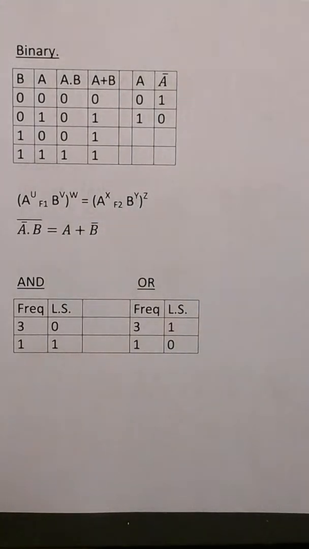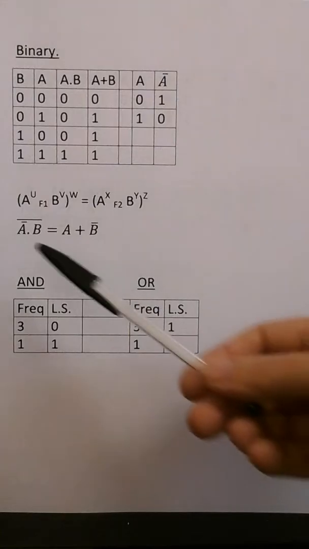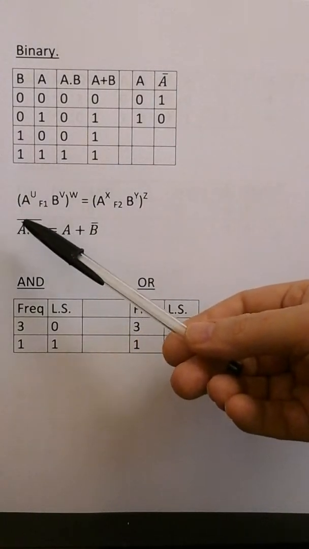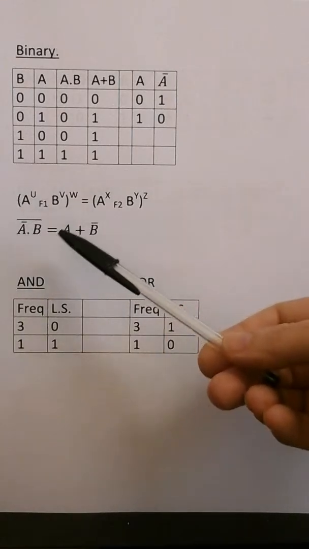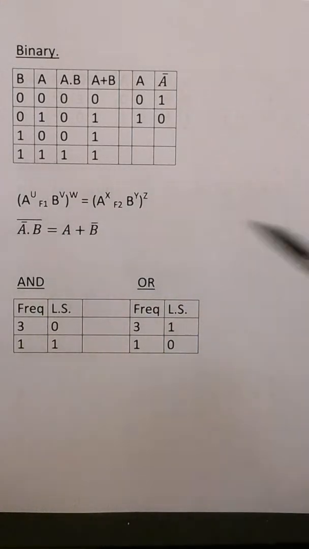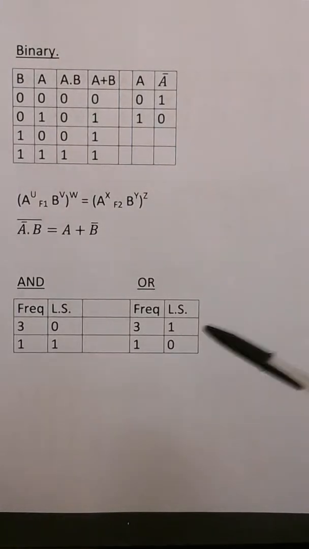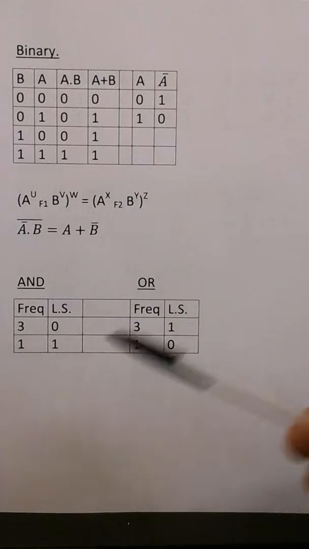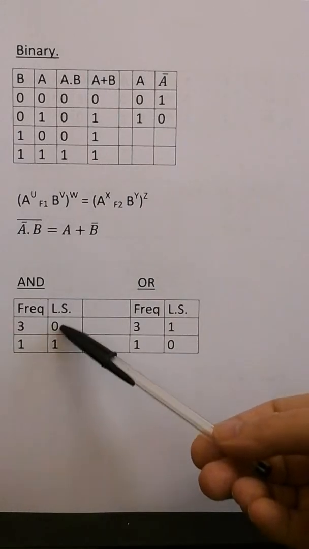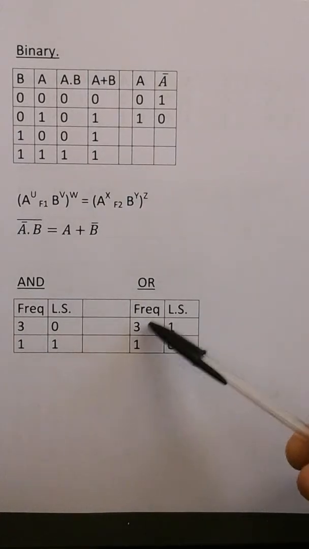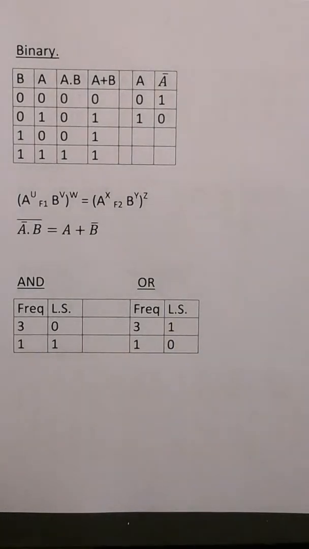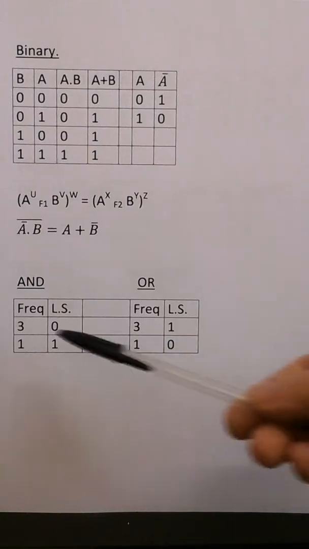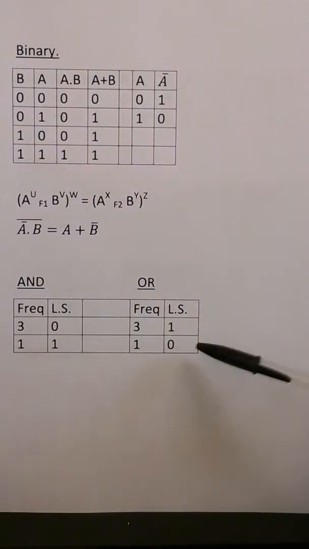So we're going to show that not (A AND B), that is A NAND B, is equal to A or B not. So we look at the frequency tables for AND and OR. The AND has 3 zeros and 1 one. The OR has 3 ones and 1 zero. And we match up the logic states and perform a mapping between the logic states.